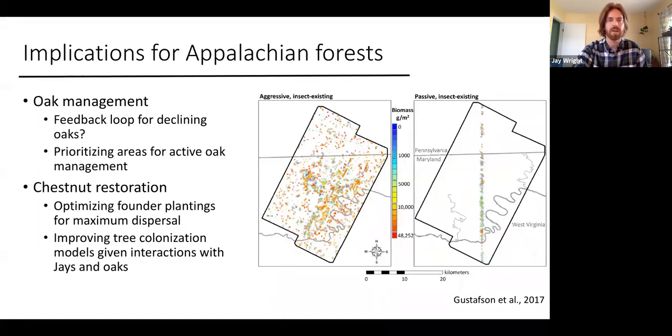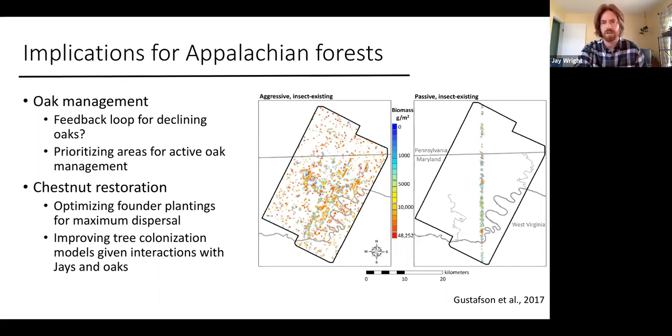And then the other big area is to try and inform chestnut restoration. So again, we want to try and see if using this data on where blue jays cache, like what habitats they prefer to cache in, and where populations are greatest, can we inform the locations for founder populations when the reintroduction efforts begin to have maximum dispersal potential of using the blue jays. And also potentially trying to improve the tree colonization models, some of which have already been developed, given the interactions between blue jays and oaks that are out there already.